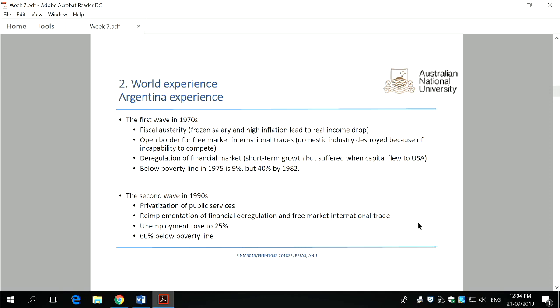And the results, again, not good. Unemployment rose to 25%, and the poverty rate rose to 60%.